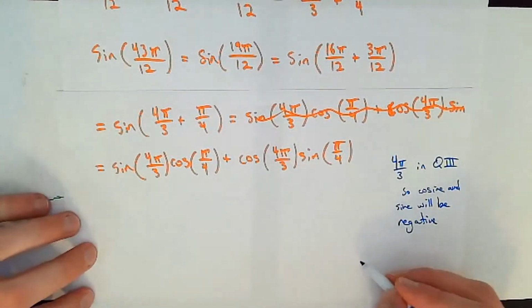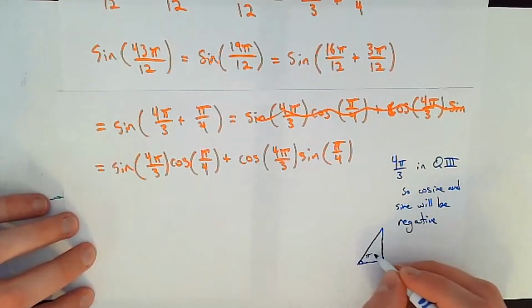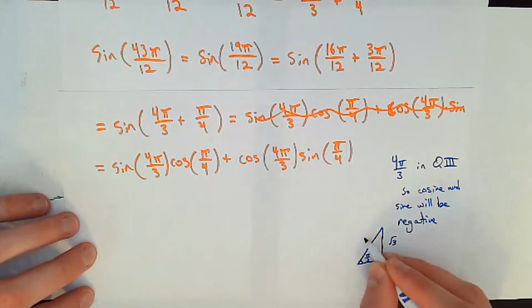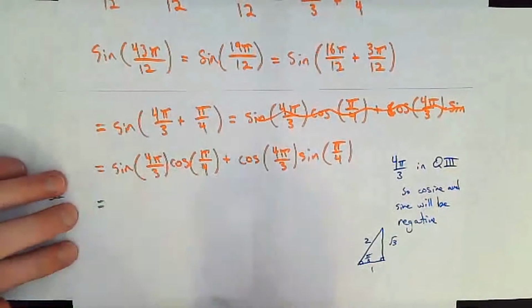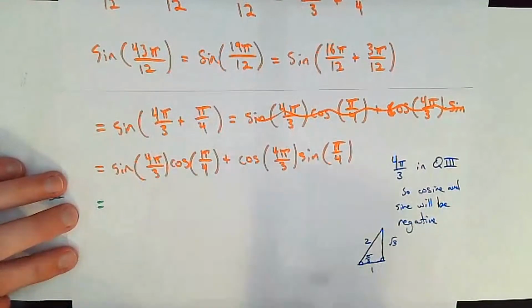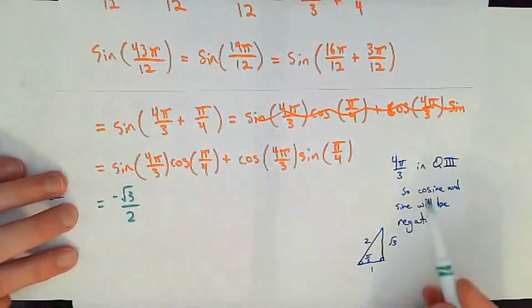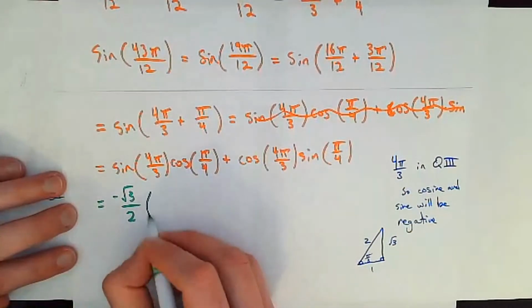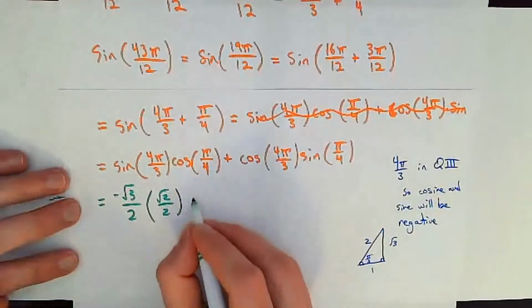What kind of reference triangle do I use? Well, it's a pi on 3 reference triangle, because that's the reference angle for 4 pi on 3. Pi on 3, that's a 1, that's a square root of 3, and that's a 2. All right, now I'm ready to fill this in. I'm going to change the colors just to have a little bit of contrast. So sine of 4 pi on 3, opposite over hypotenuse, so square root of 3 over 2, but recalling that it should be negative because it's in quadrant 3. And then cosine of pi on 4 is square root of 2 over 2.